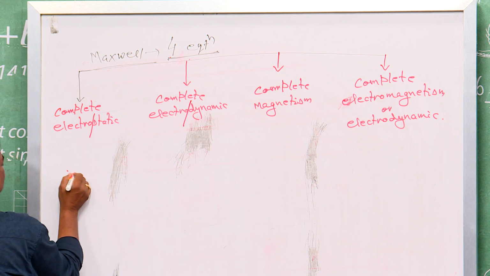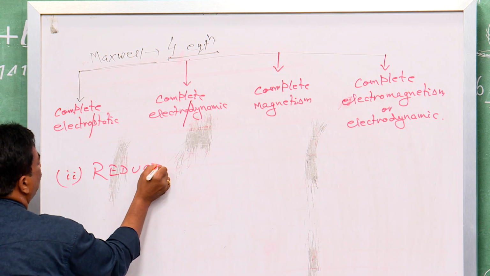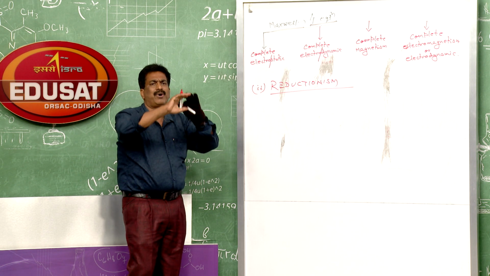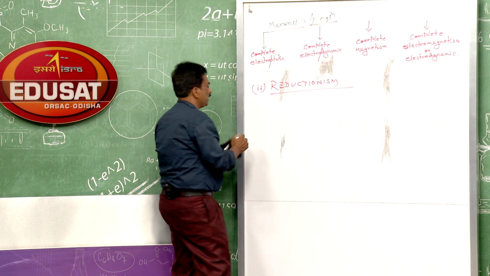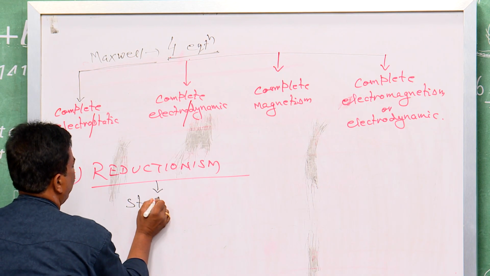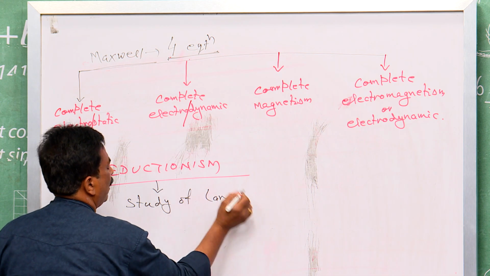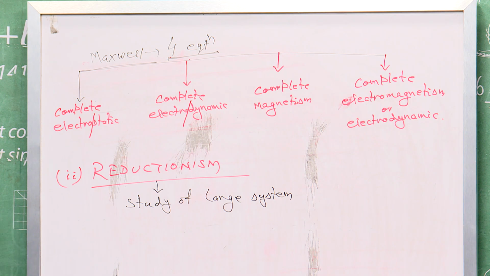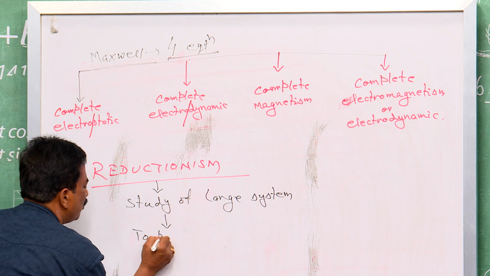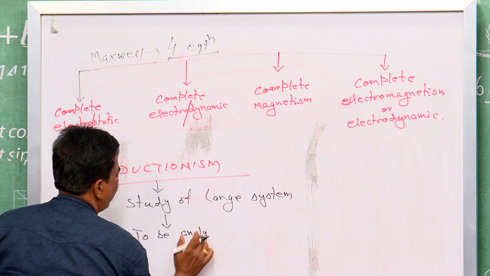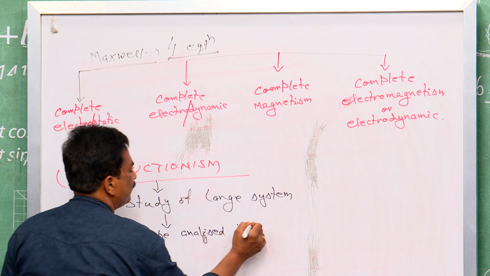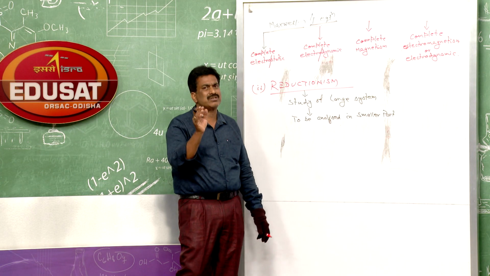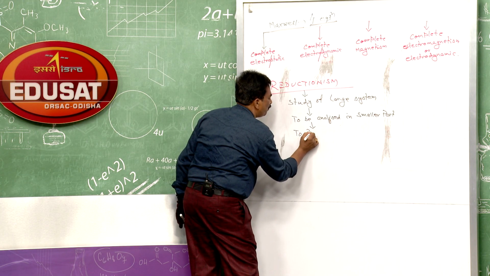The second one we will discuss is reductionism. Redux means reduce. Reduce means that for the total branch, it deals with the study of a large system. If a large system is there, then it is reduced, meaning it is analyzed in smaller parts, and only analyzing the smaller parts is not the end.